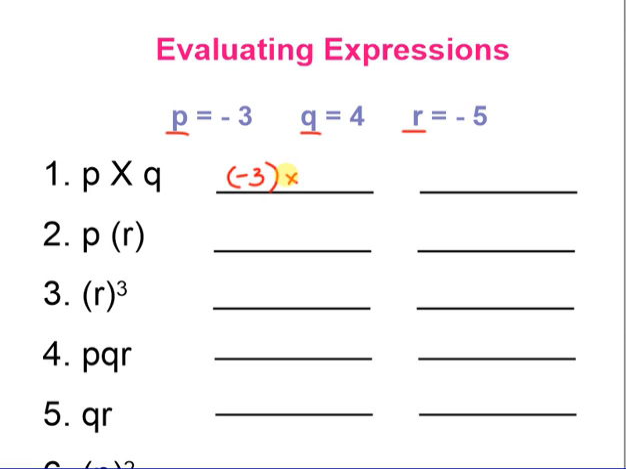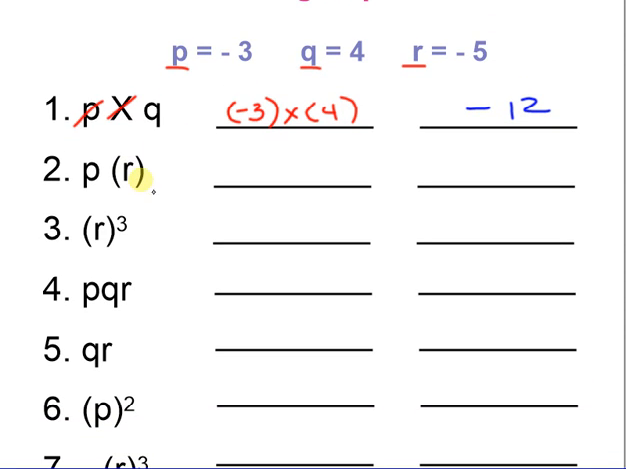Then I'm going to put the times sign. Okay, so I did that. Now the Q is positive 4, and I'm going to put it in parentheses. Now I can go ahead and solve. Negative 3 times 4, negative times a positive is a negative. 3 times 4 is 12. Okay? So I keep the same operations and all that. I just put the numbers in parentheses instead of the actual letters.